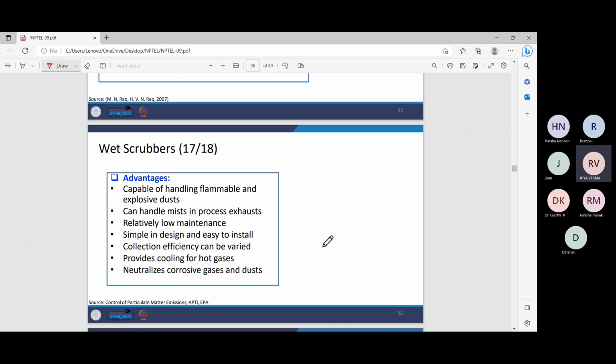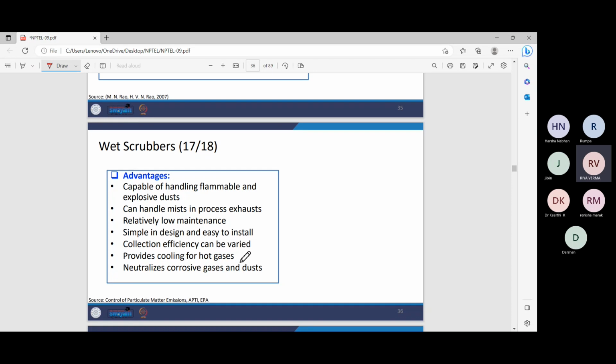They can also handle mist and process exhausts. They have relatively lower maintenance, and the design is relatively simpler and easy to install. The particulate collection efficiency can be varied by choosing different types of methods for this wet scrubbing. It also provides cooling for hot gases as discussed previously, and it also neutralizes corrosive gases and dust.